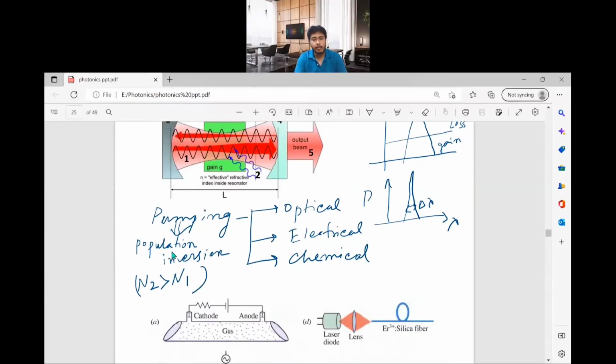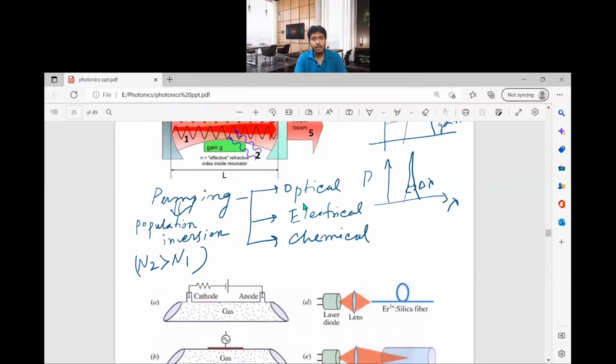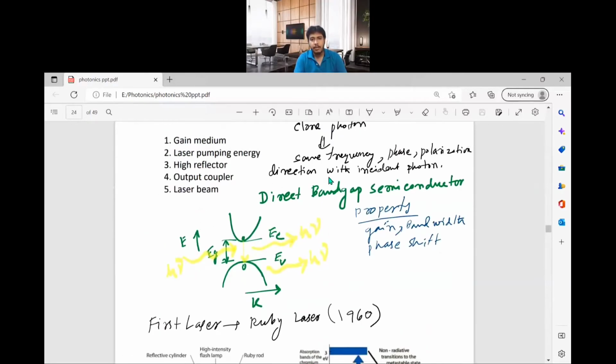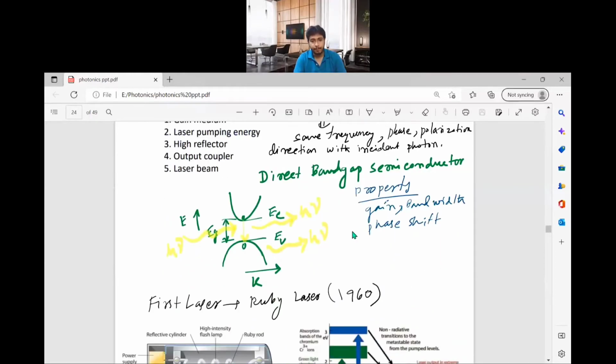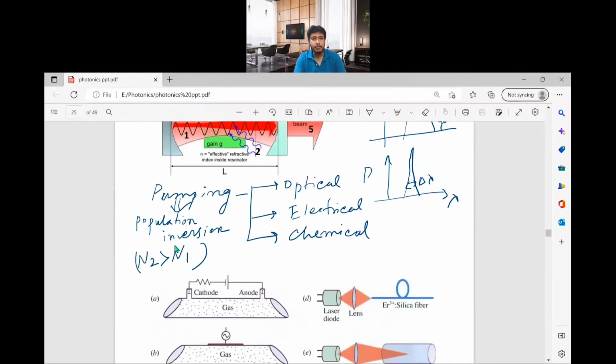Pumping creates the population inversion, that is, N2 will be greater than N1. This is the higher energy state with N2 electrons, and N1 is the number of electrons in the lower energy state. N2 must be greater than N1 to have lasing action. We need pumping to create this because normally N1 is always greater than N2. That's the normal phenomenon: electrons always stay in the lower energy level, but you need to create the population inversion to make the lasing action happen.